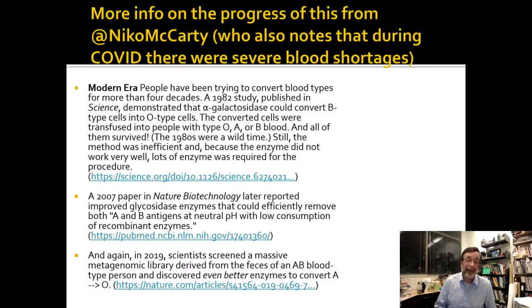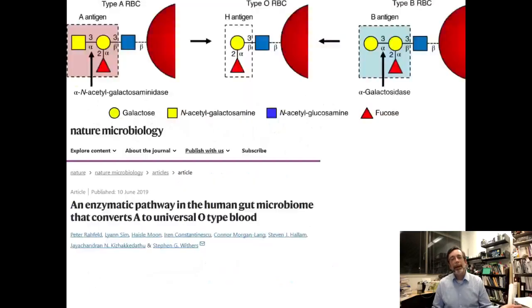Still not good enough. But in 2019, instead of designing and doing biochemistry by tinkering ourselves, they let evolution do that work. And that's when they screened the bacteria in the feces of an AB blood type person, and they found even better enzymes. And that opened the door to this most recent study where the enzymes look like they might actually work.